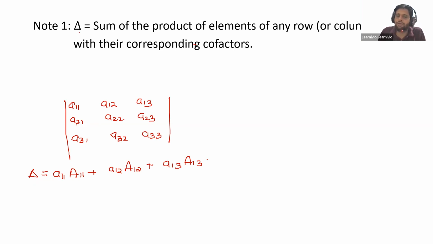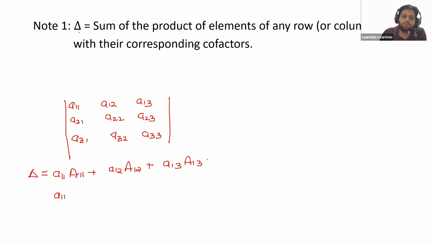Similarly, if you take any other row, for example the second row, and multiply it with its own corresponding cofactor, then you will get the value of the determinant. Same with the third row, same with the first column, second column, and the third column. Why this happens, we will check. A11 we already know.